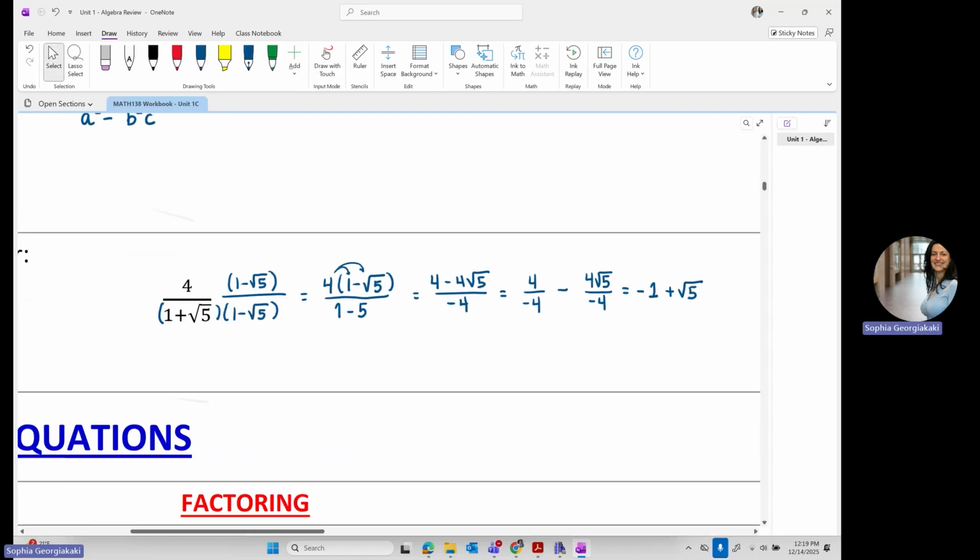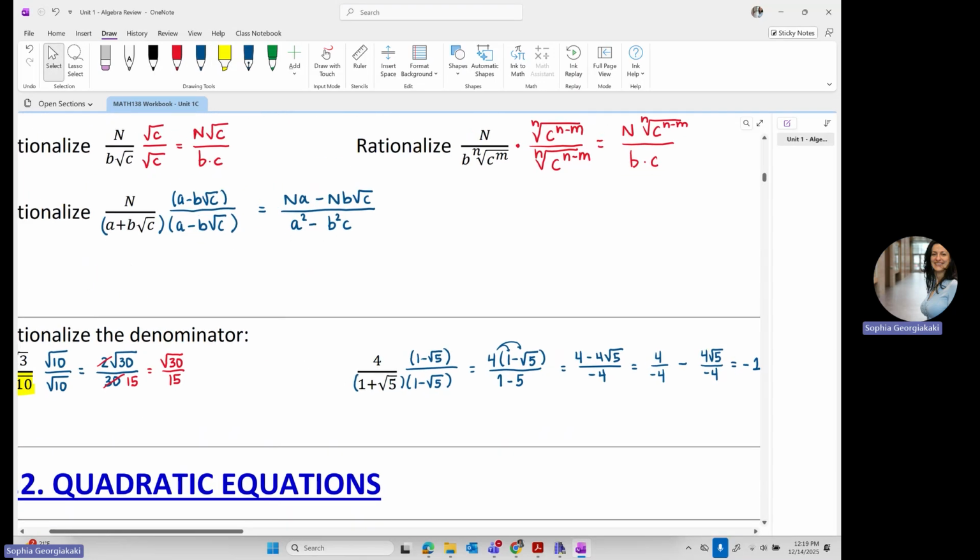And this is a review of radical and rational exponents.